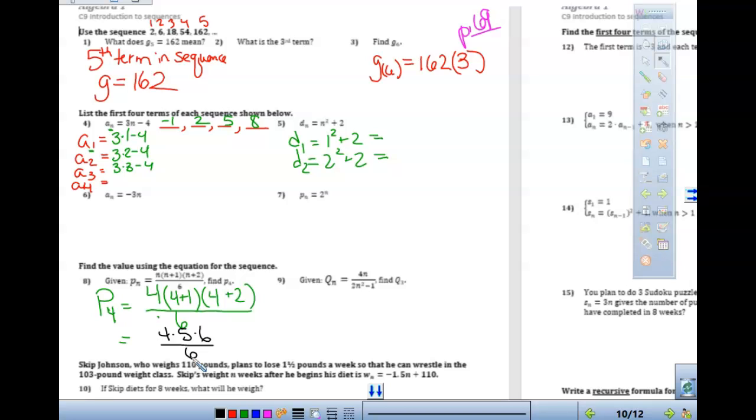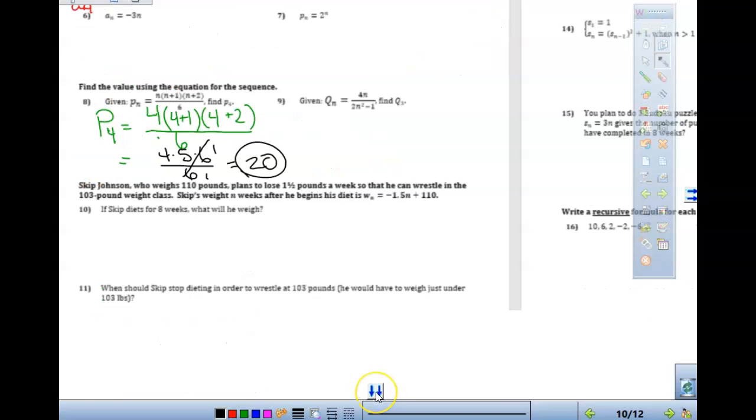Let's divide 6 by 6, right? 6 divided by 6 is the same as 1, and 4 times 5. My answer is 20. Let me check the back. Now the one that we haven't talked a lot about, and I think you're going to be okay as you watch the video and you look at these, and again, this is what we'll answer questions on. In question number 10 that you're looking at, it says he wants to find if he diets for 8 weeks, what will his weight be?